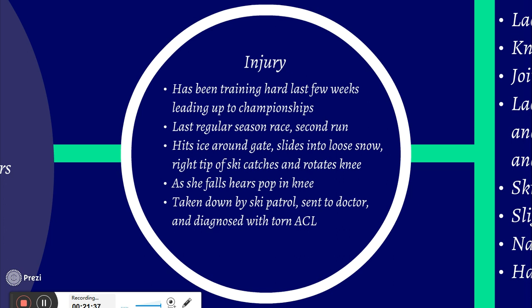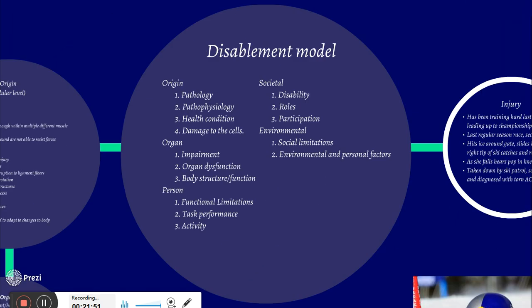Lots of pain, and then ski patrol takes her down. She's sent to a doctor, and she's later diagnosed with a torn ACL. So unfortunately, that's what led up to it. Now we're going to look back at that disablement model. We're going to be talking about the origin, the organ, the person, the societal, and the environmental parts.